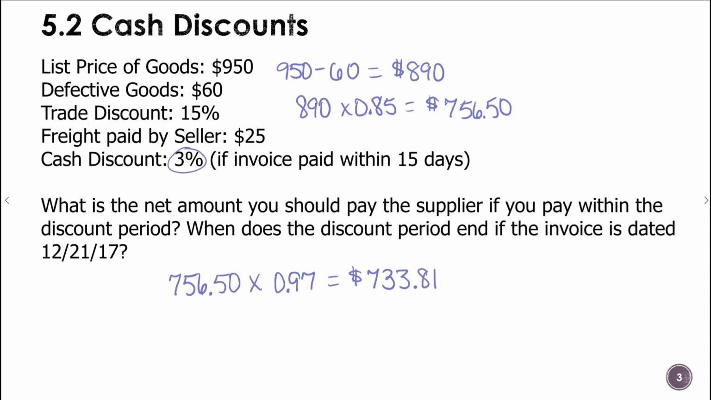And notice as we've gone through this, we have not put back on that $25. It says, what is the net amount you should pay the supplier? So now we have to add on $25 for the shipping, and that gives us a total of 758.81.